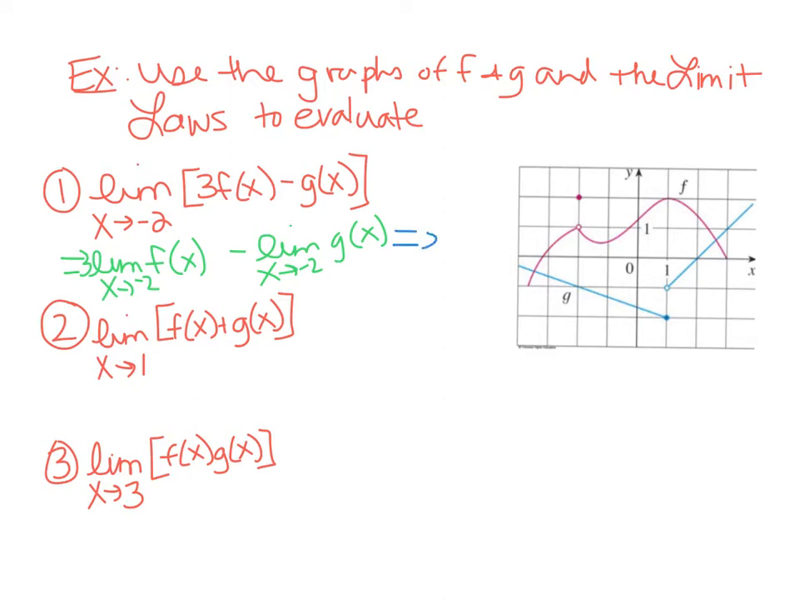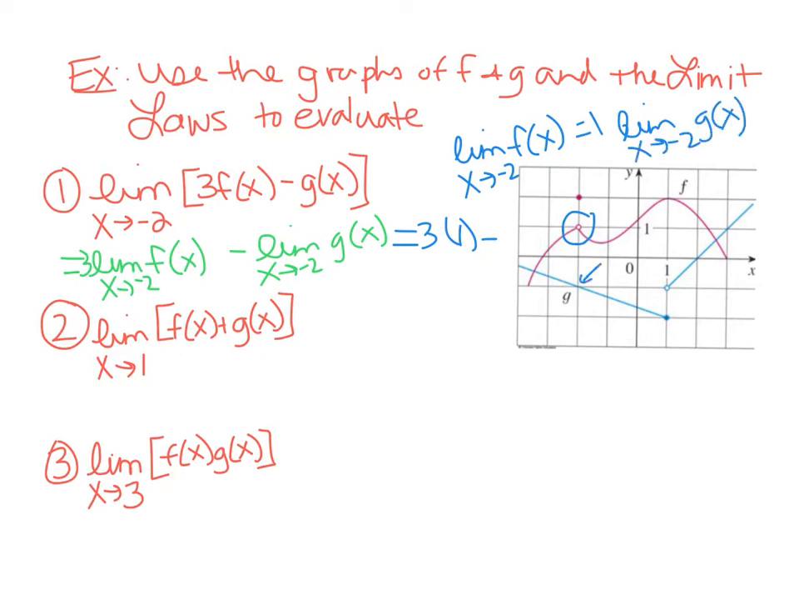In order to do this problem, we are going to first look at the f graph. So I can just pull my 3 up front. I don't need to worry about that. So the limit of f of x as x approaches negative 2 is going to be this value right here, which will be 1. The limit as x approaches negative 2 of g of x is going to be this point right here, which is negative 1. So in the end, my answer for this is going to be 4.